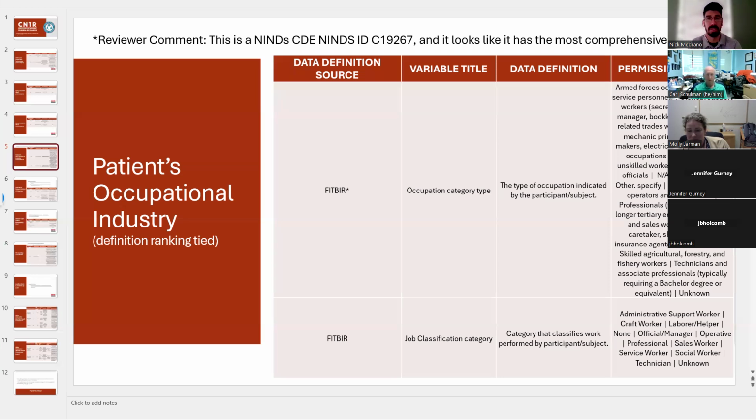Just to jump in here for a second. There was another data element that's specifically the occupation itself. So let me pull up that data. There were two data elements. Occupation met consensus, and there was agreement on the definition. The occupational industry did not. They're very similar, but let me pull up that data, and that may add some value to our selection process.